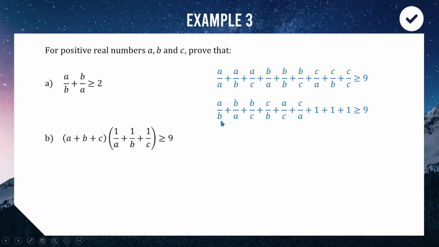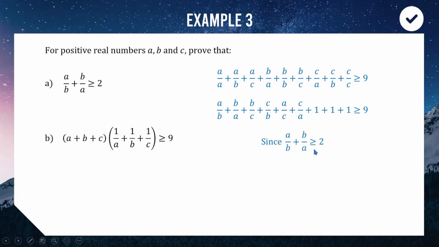With similar logic, we can show that B over C plus C over B is also greater than or equal to 2. So in our expansion, we have 3 bits of algebra that we know are all greater than or equal to 2, and then we're adding 3 to it. So 2 plus 2 plus 2 plus 3 makes the 9. So that's how we're going to prove it.